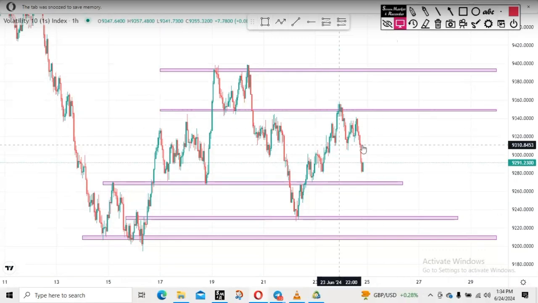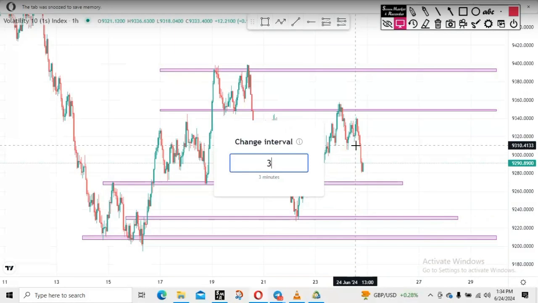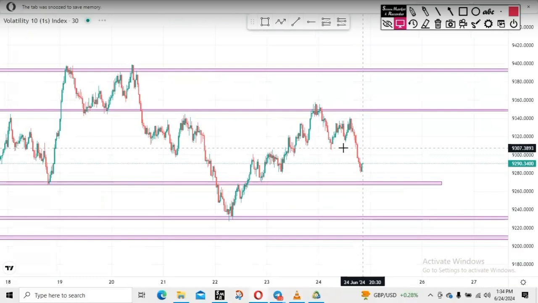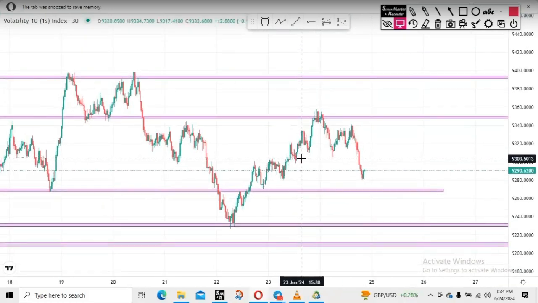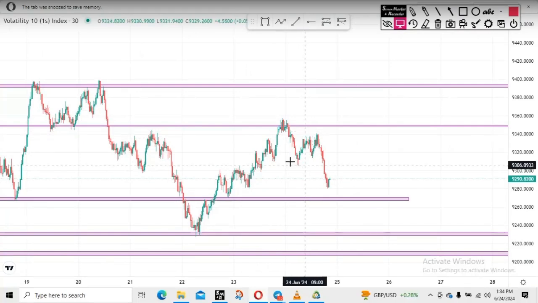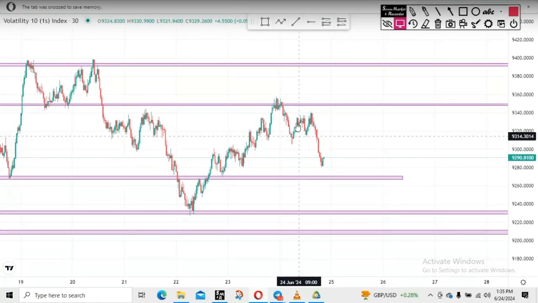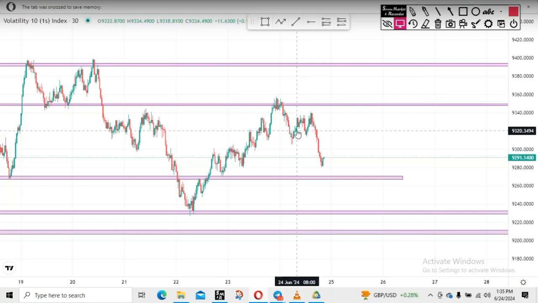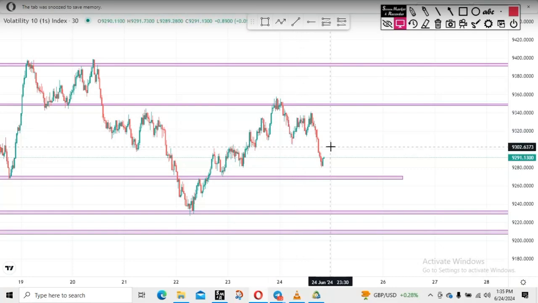Now you have to go to your M30. On M30, you might not need to draw anything again. What you want to do is look at the current price level and ask yourself, where is price coming from at this moment? That is what you want to ask yourself.